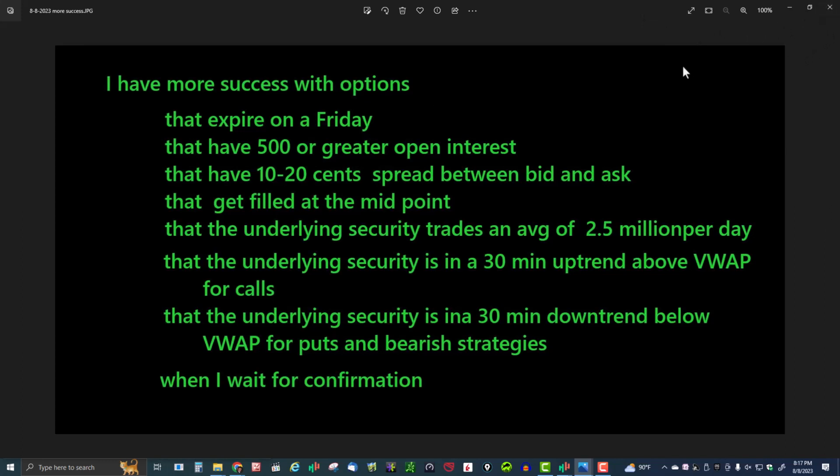Price, CJ, I like to use price. I like to use price and the quad lines. I like to see price break out of a pullback.